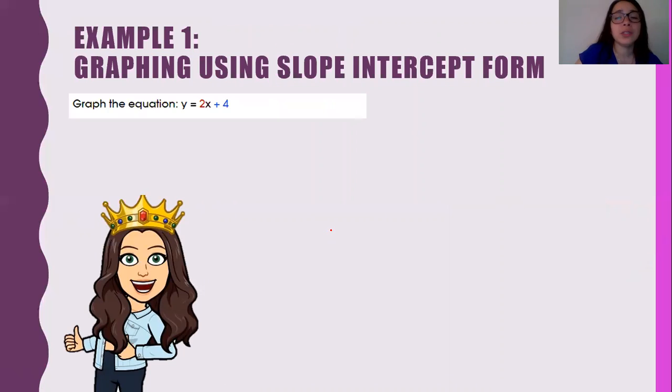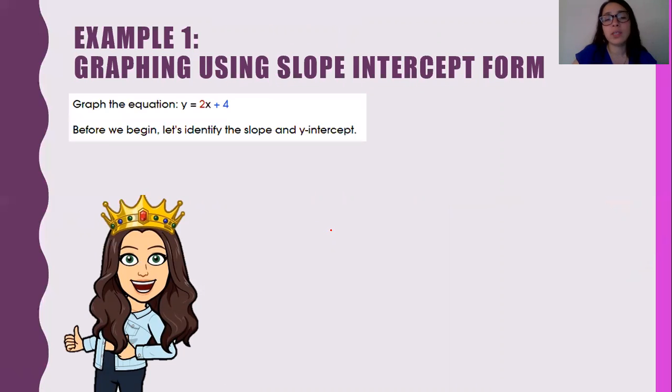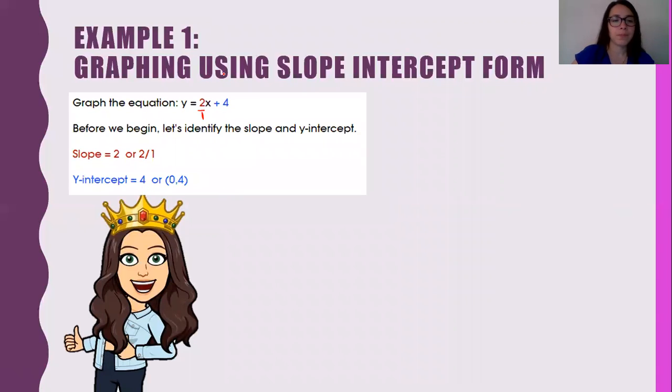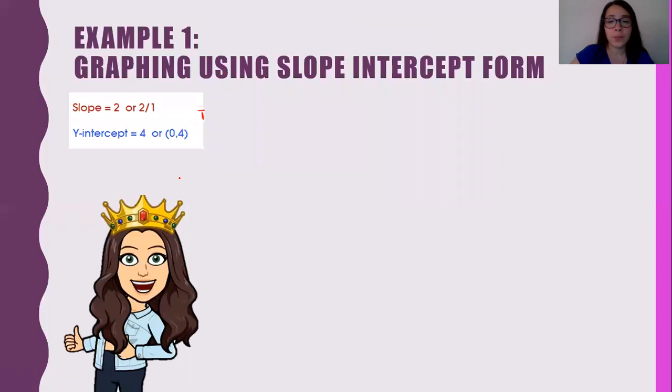So now we're going to graph using slope-intercept form. We're going to graph this equation. Before we begin, we have to identify the slope and the y-intercept. For this equation, we know that the slope is 2, or 2 over 1 because of that imaginary 1 below it. Then we look at this value right here, and that's our y-intercept. So our y-intercept is 4, or if we were to graph it, it's the point (0, 4).